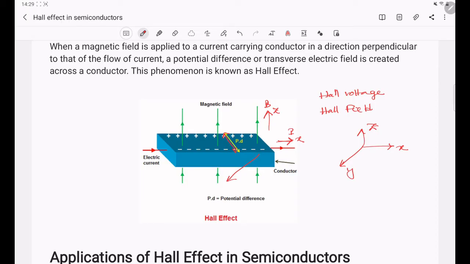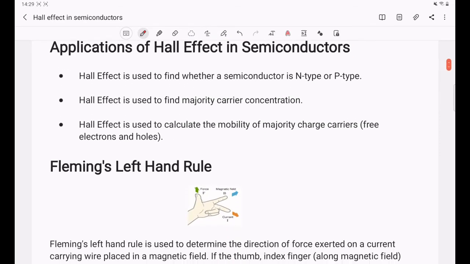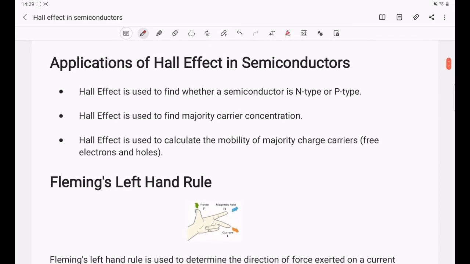So, what are the applications of this Hall effect in semiconductors? Hall effect can be used to find out whether a semiconductor is of n type or p type. It can also be used to find out the majority charge carrier concentration. Apart from these two applications, Hall effect is also used to find out the mobility of the majority charge carriers.